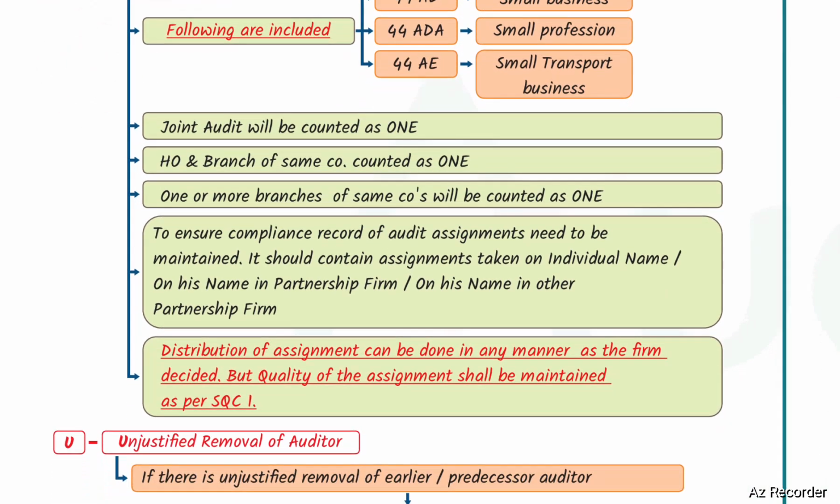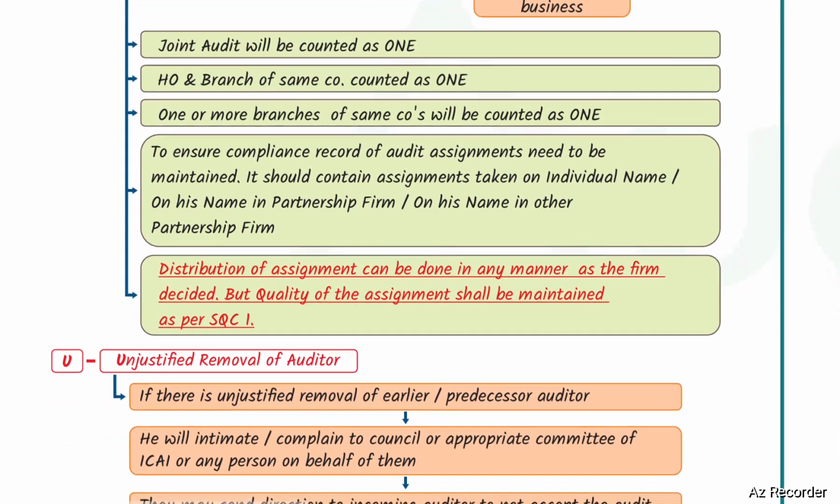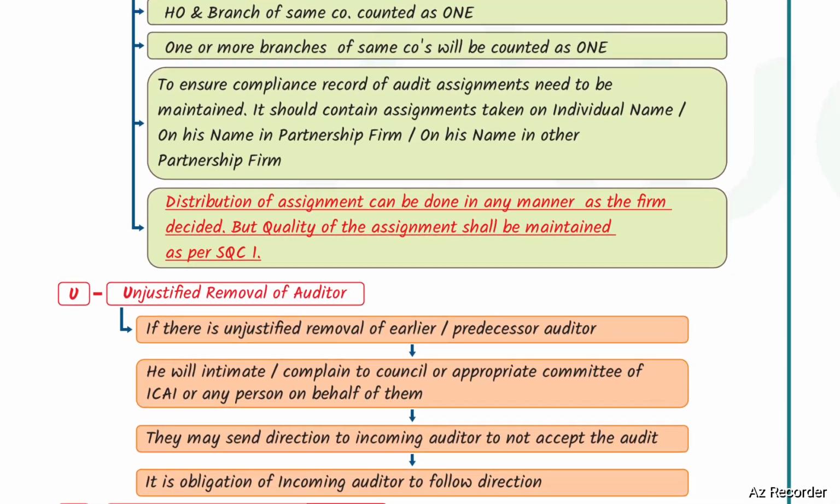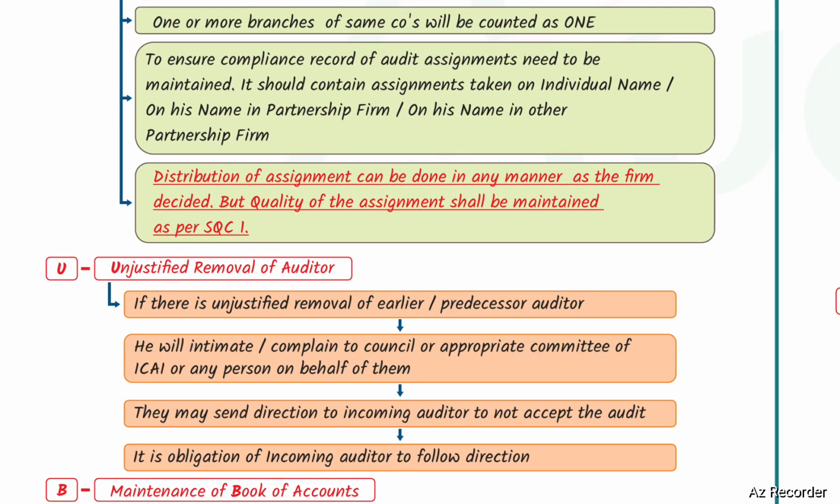Joint audit will be counted as one. Head office and branch of the same company will be counted as one. One or more branches of the same companies will be counted as one.